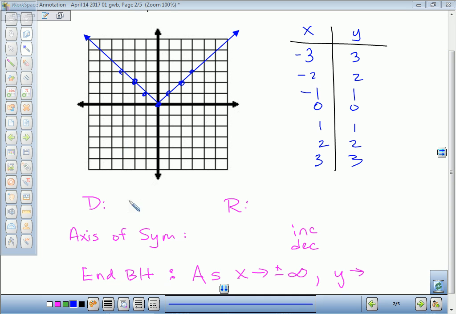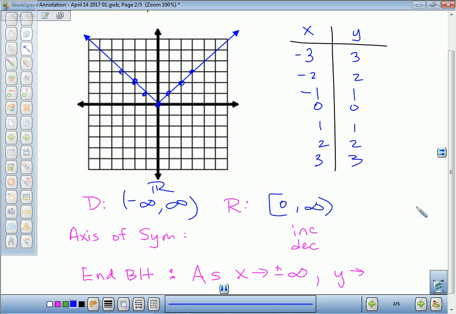Alright, domain. Is there any restriction on our input? No. It goes from negative infinity to positive infinity. There's no restriction. All reals. Okay, our range for this particular absolute value function goes from 0 to infinity. And y equals the absolute value of x is our parent graph for an absolute value function.